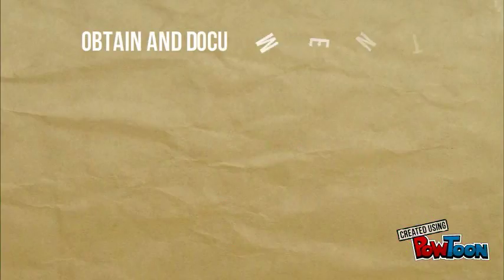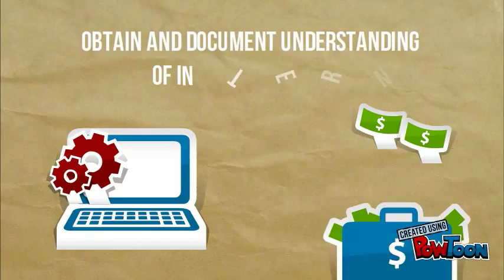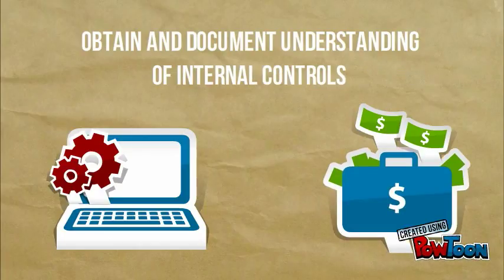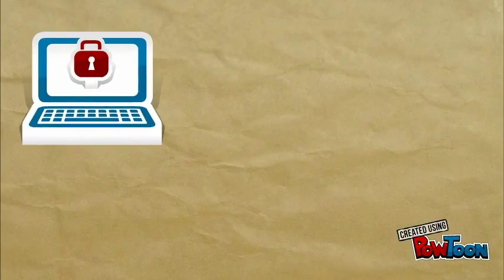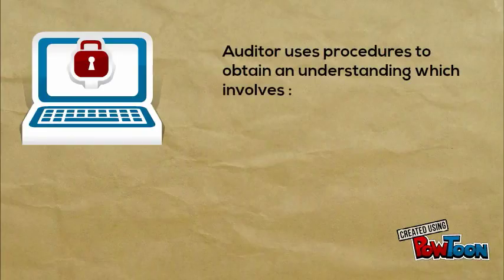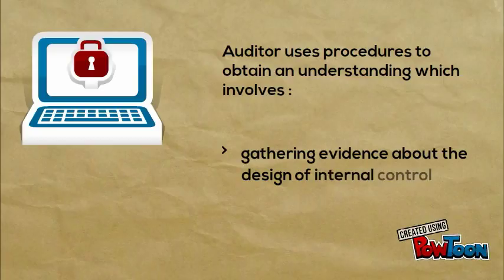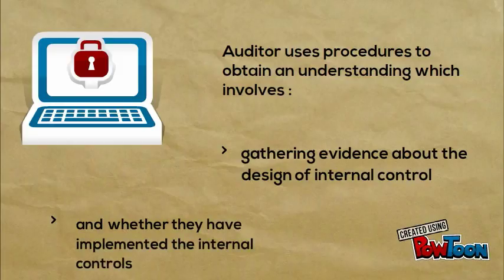Auditors must obtain and document their understanding of internal control. Auditors use procedures to obtain an understanding, which involves gathering evidence about the design of internal control and whether they have implemented the internal control.